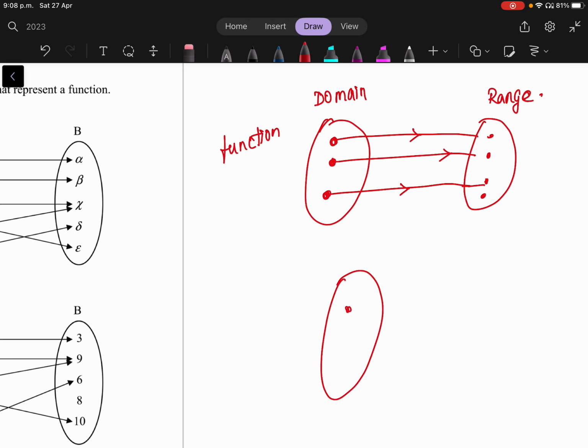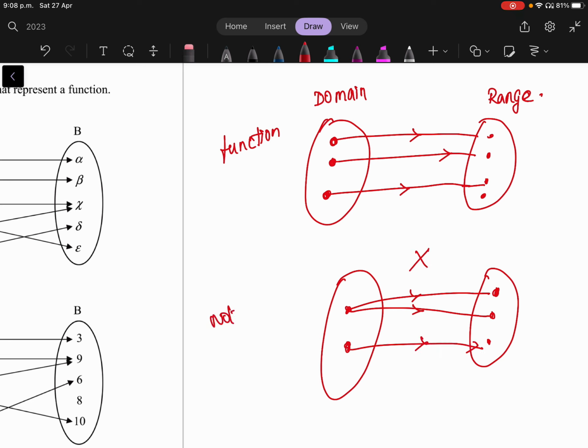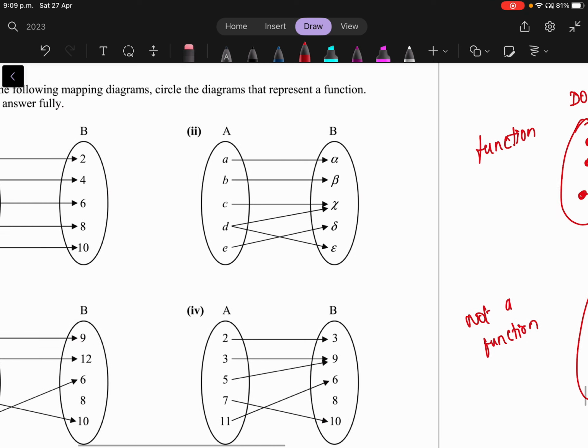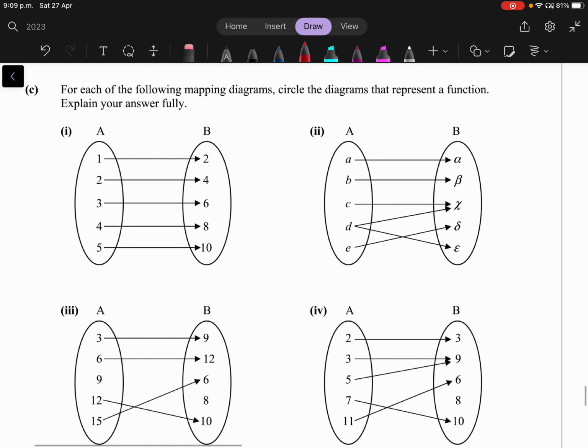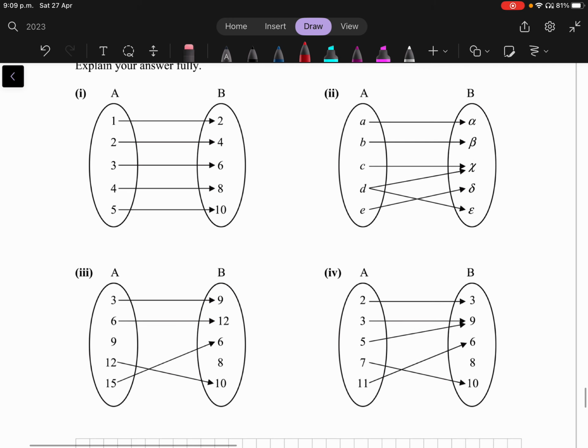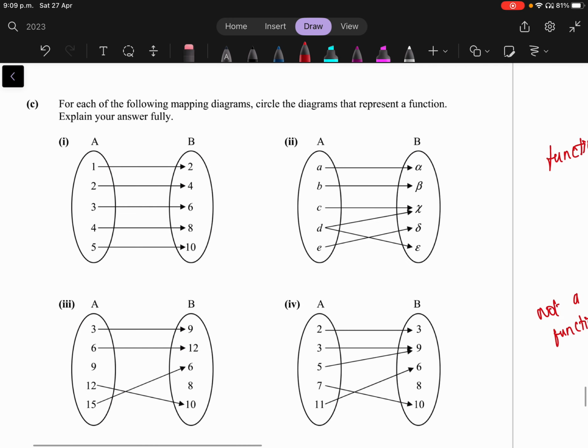Suppose you have another one, like 2 here and 3 here, and I have one arrow going like this, and if there is another arrow going like this, it is not a function. Why? Because two arrows are going out of a single element. In the first one there is only one arrow going out, in the second there are two arrows going out, so it is not a function. And also, the first condition is there should be an arrow going out from each element of the domain, the one on the left hand side. With that we have to find out which is the function.